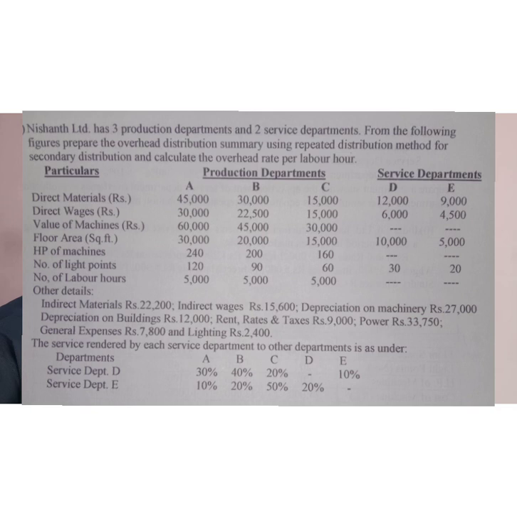In other details, indirect material, indirect wages, depreciation of machinery, depreciation on building, rent, rates and taxes, power, general expenses and lighting, these are all the overheads. These overheads should be apportioned on the nearest basis, whatever is given over here. We take the nearest basis and apportion to the various departments. The service rendered by each service department to the other departments is given under service department D and service department E. The proportions are given. This is especially required for secondary distribution.